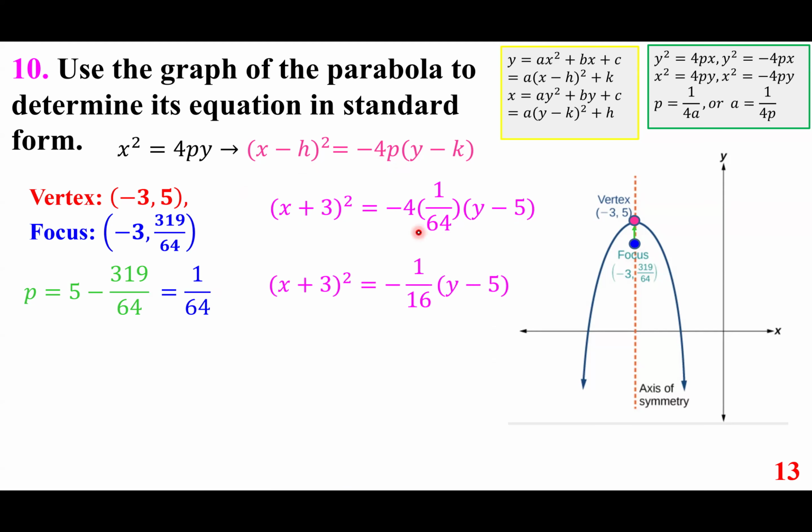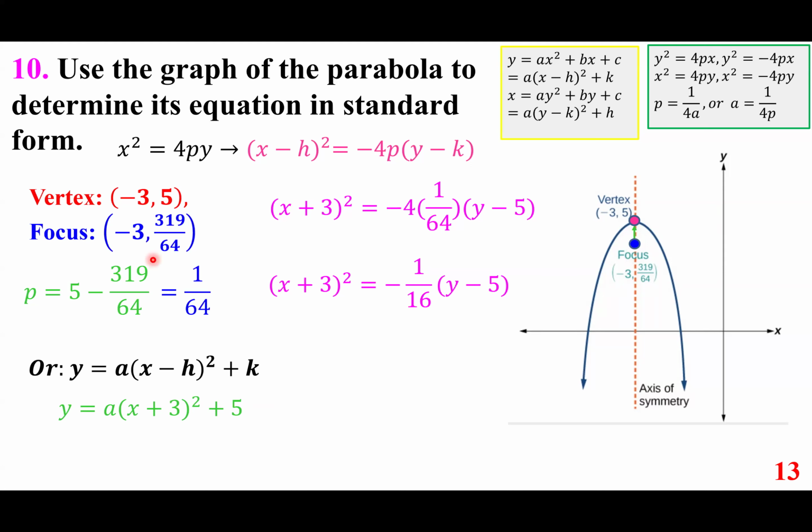And you're done. A second method, class, we're going to use y equals a times x minus h quantity squared. We know it opens down. So this is the method we had seen previously, and we replace the h with negative 3, makes it x plus 3, and then k with 5. We've already discussed that p equals 1 over 64. We came up with that. So this is there, this is there, and now use it.